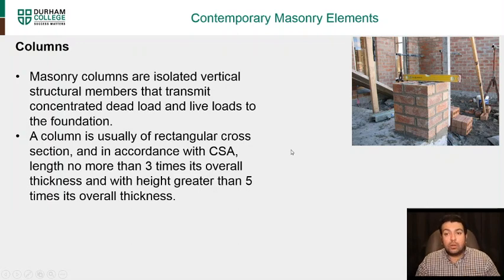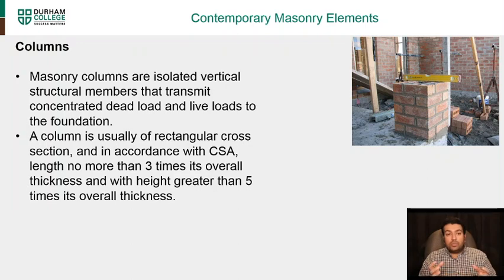Then you have columns. Masonry columns are basically isolated vertical structural members that transmit the dead load and live load to the foundation. So from the structure above, they bring all the loads down into the foundation. It's similar to the columns that we have done in concrete design. So it has the same functions.